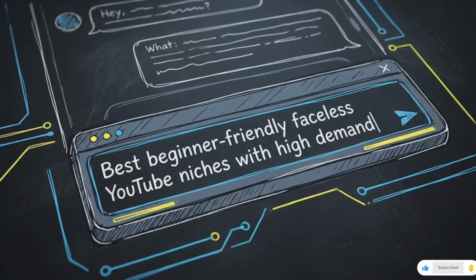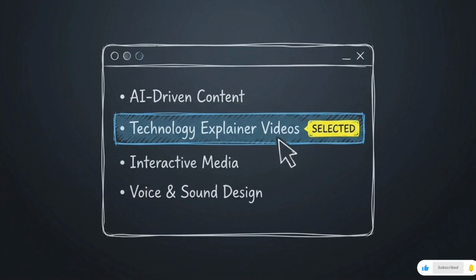Now we move to YouTube. Click Create a Channel, type in your chosen channel name, assign a unique handle, and paste a clear description of what viewers will learn. Next, we open Canva to create the visual identity.